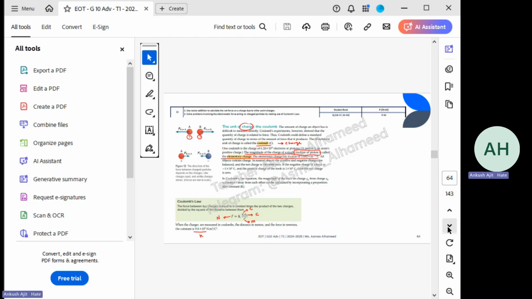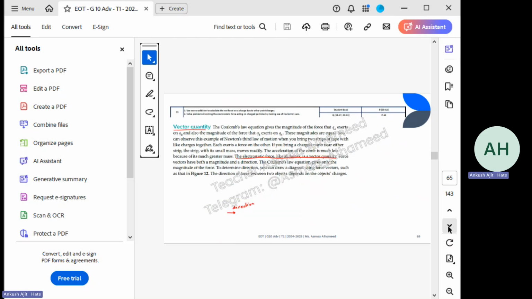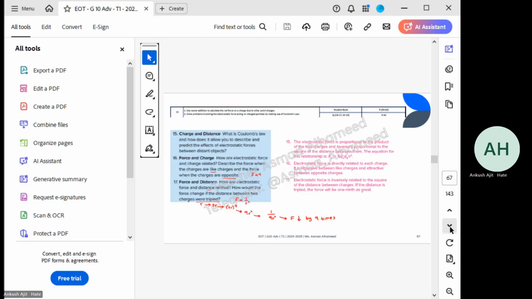This also we have done, Coulomb's law: F equals K Q1 Q2 upon R square. This constant K will be given in the paper, so nothing to worry over here. Force is a vector quantity because it has a direction. And this is very important: how are electrostatic force and distance related? How would the force change if the distance between two charges is tripled? If it is tripled, the force will decrease by 9 times, because F is inversely proportional to 1 upon R square.